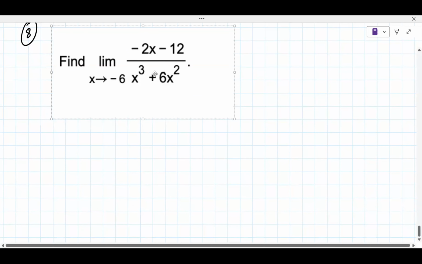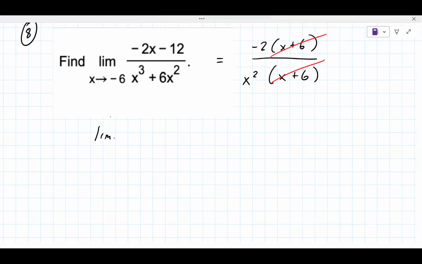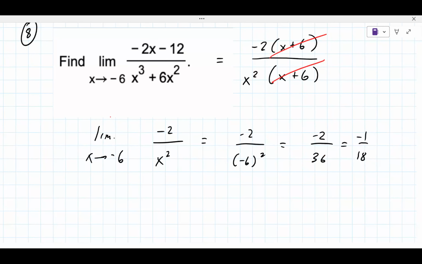All right, so this one again, you could use L'Hopital's rule, but you're not supposed to know that yet. You're supposed to factor here. In the top, factor -2 out of both terms. Again, let me know if any questions on that. On the bottom, you're going to factor an x squared. There's an x plus 6. Those cancel. That's good news. So you're now finding the limit as x approaches -6 of -2 over x squared. And then again, this is where you just put the number in. So it's -2 over (-6) squared, -2 over 36, which is -1 over 18.